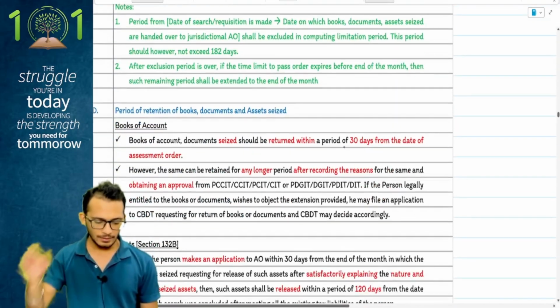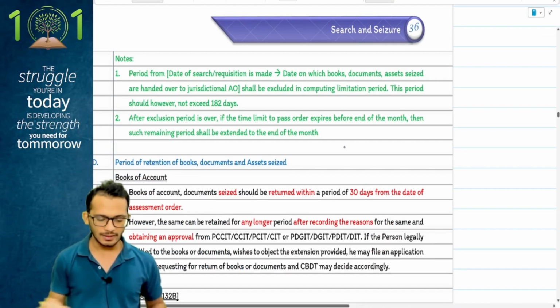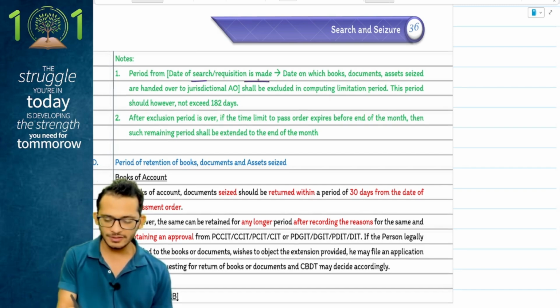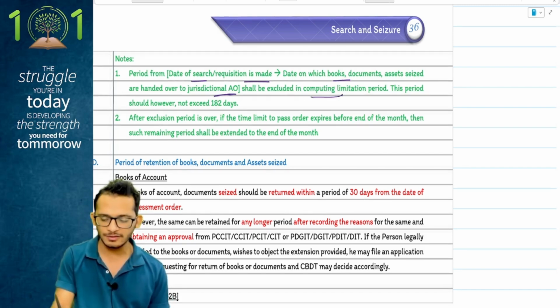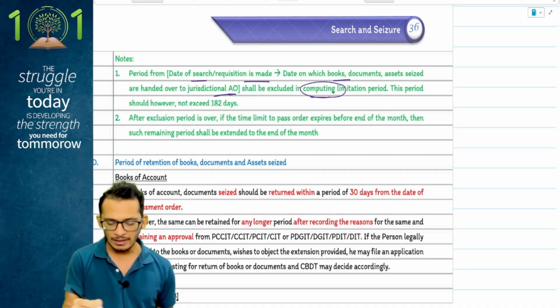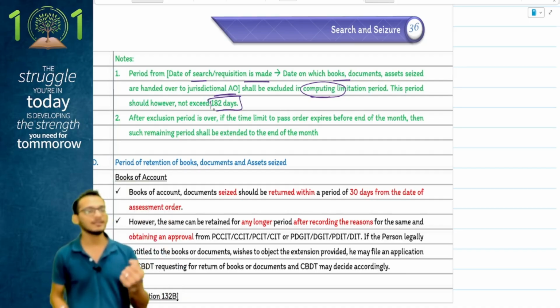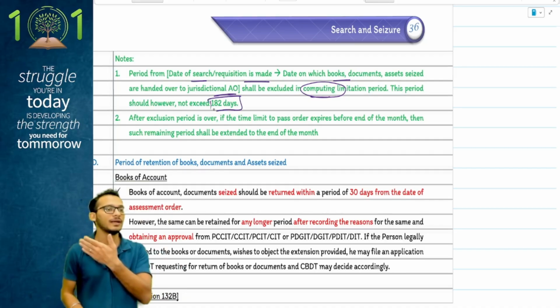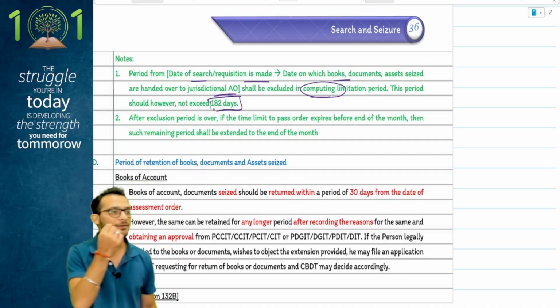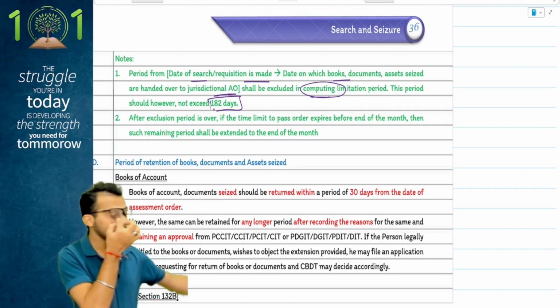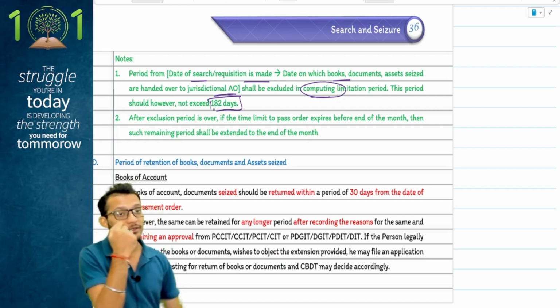Great. Last few things, people. Notes: the period from the date of search to the requisition made till the date on which the books and documents are handed over to the assessing officer will be excluded for the purpose of computing limitation period. This period should, however, not exceed 182 days. Meaning, after I get the assets seized, I need to transfer it to my officer. That transfer should happen within 182 days maximum.